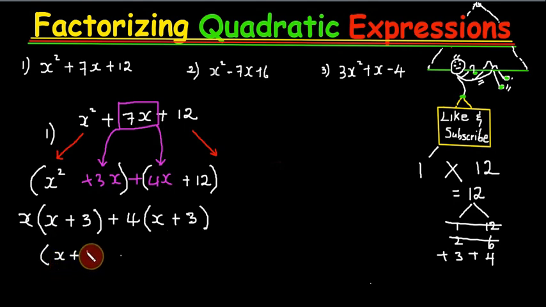So we just have x plus 3 and x plus 4. Question 1 is finished. And this is what we call the product of two binomial expressions. Very, very easy. But number 2, the belly is negative. The coefficient of x here is negative 7. Will this be the same as question 1? Will the working be the same as question 1?